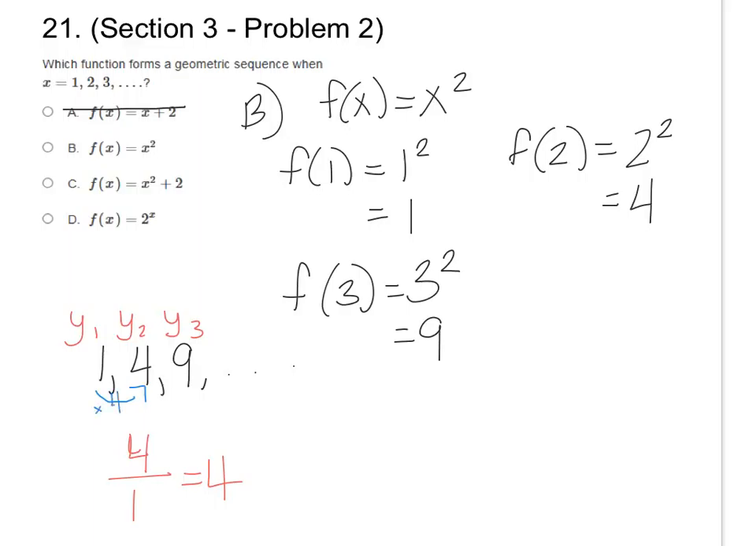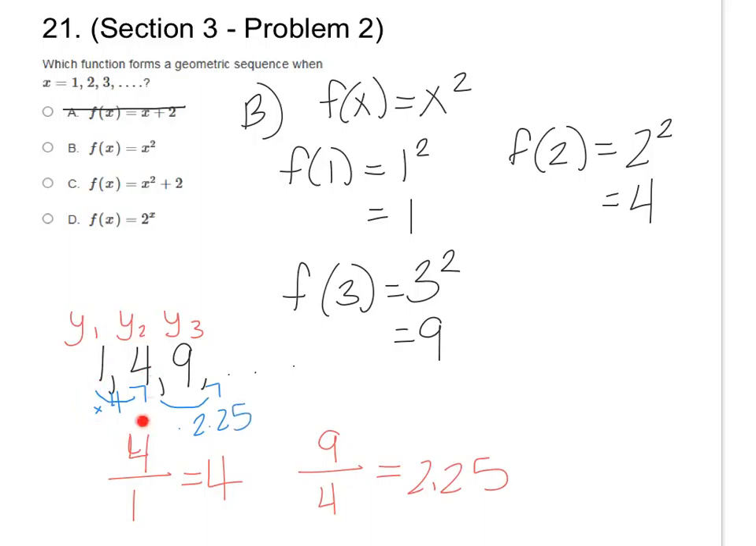So then if I want to check, for my next ratio, I would take term number 3, which is 9, and divide it by the term before it. So if I take 9 divided by 4, I get 2 1/4, which means that I would take 4, multiply it by 2 1/4, and I would get 9.